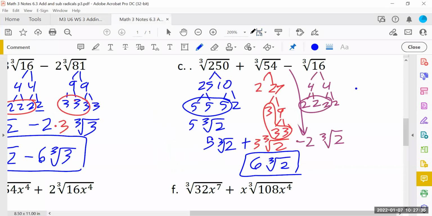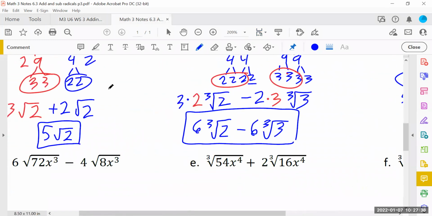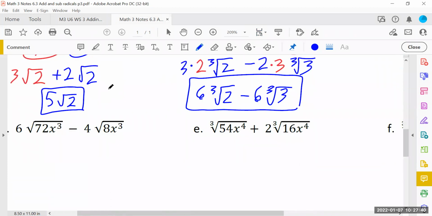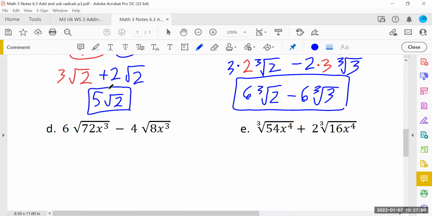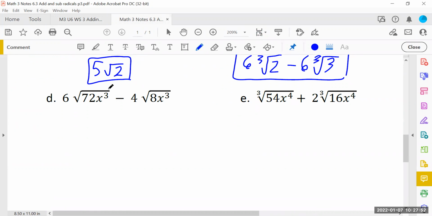All right, so back to the notes now. Let's get some variables in here. Let's take a look at number 6. Right now, I can't combine these because they don't match, but I'm thinking that both of these are going to reduce. So the 72, let's start with that one, break it apart.